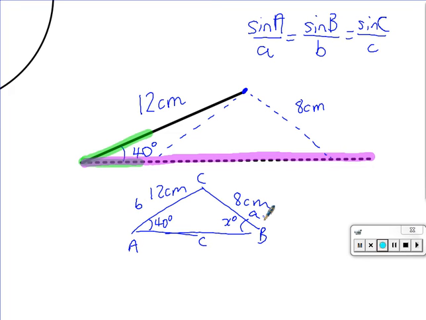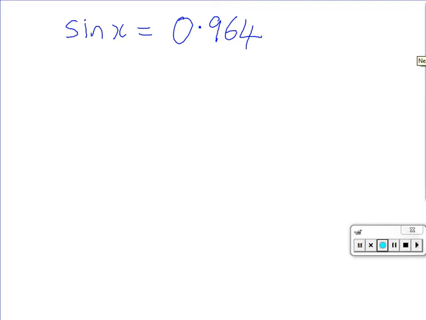What you should find is, once you work that through and put it into the sine rule, that you get sine of x is 0.964. At this point, you can quite easily use the normal method, press shift and sine, and put in 0.964, and you should get an angle of 74.6 degrees.